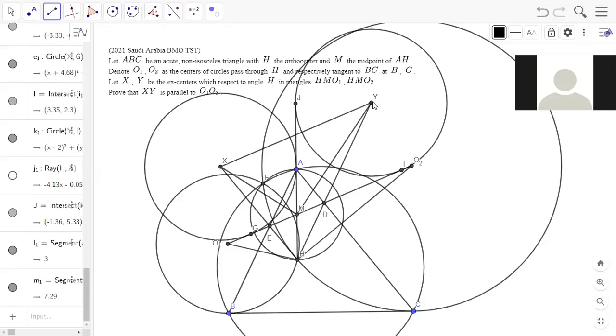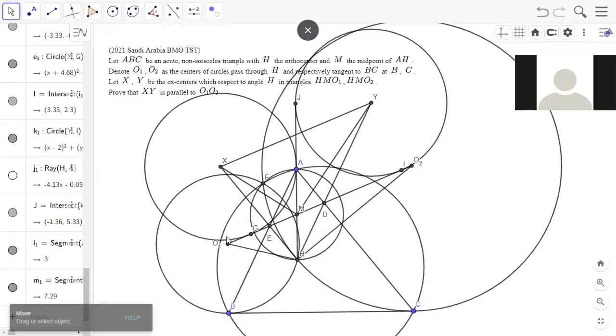B and C. Okay, so I think that the fact that HO2 is the external angle bisector of MHO1 is proven by an angle chase. Oh, so HO2 is the external bisector of MHO1? Yeah, you can prove that by an angle chase.